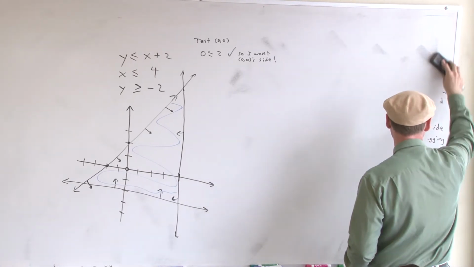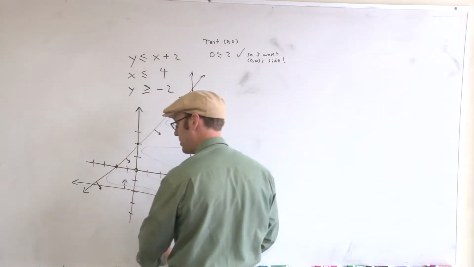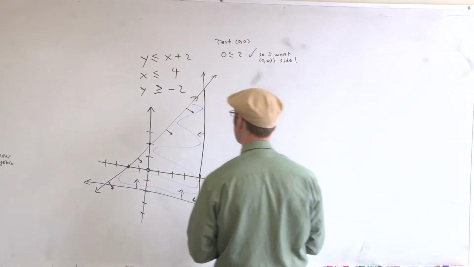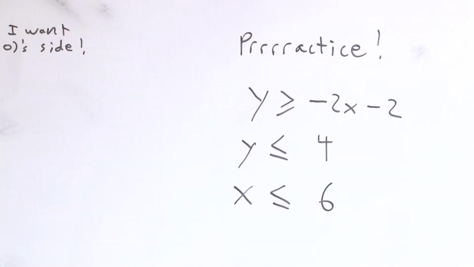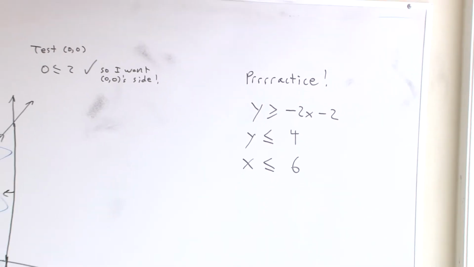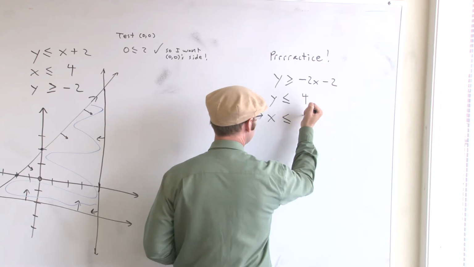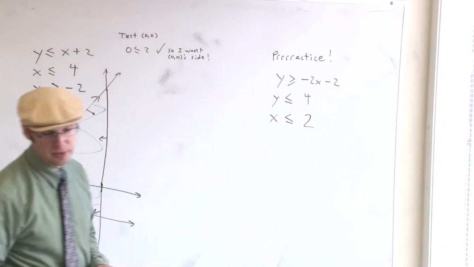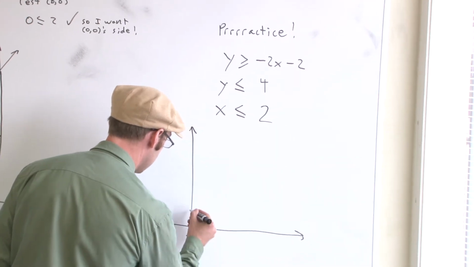So, since we just talked about it, well, actually, let's wait for optimization until we make sure everybody can get these down. So try graphing that system. Actually, let me make this a little easier, so you don't have to go quite so low. X is less than or equal to 2. Hopefully you got something that looks like this. Looks like most of you did.